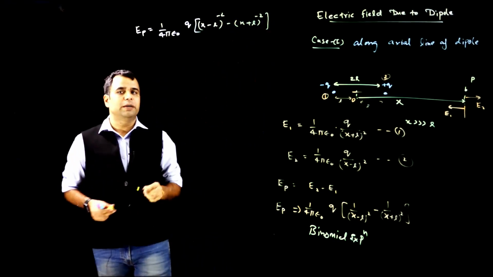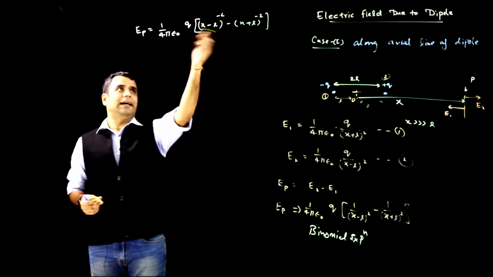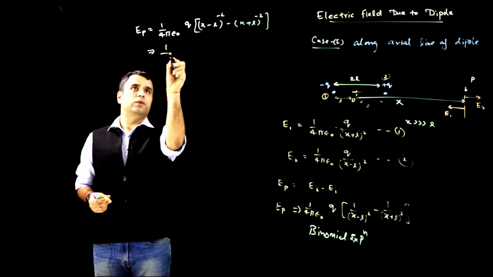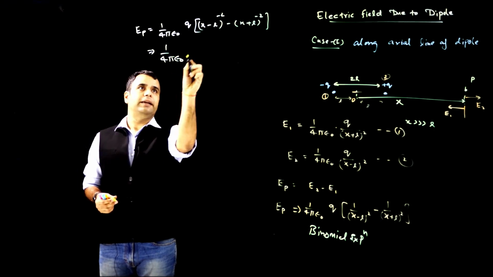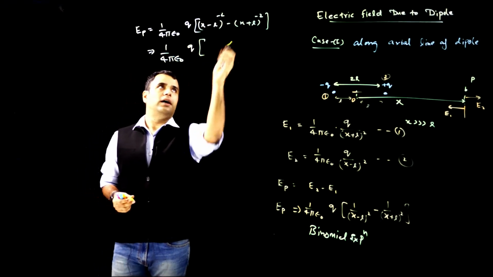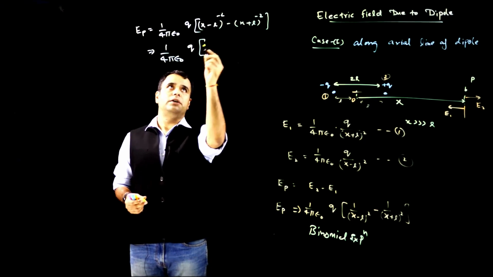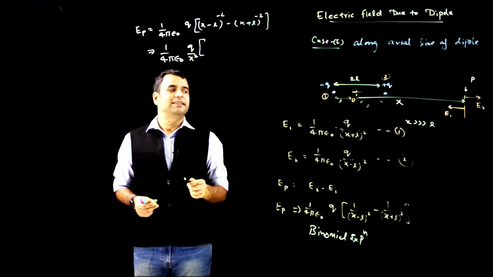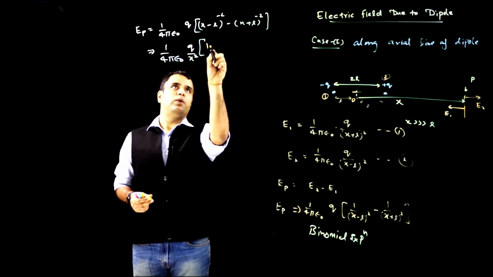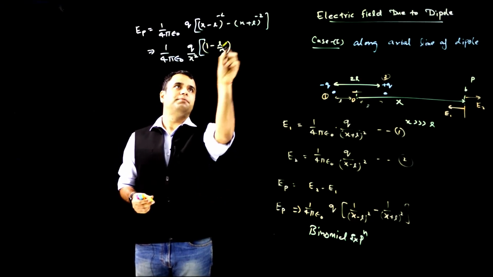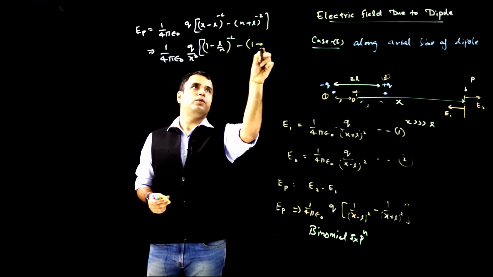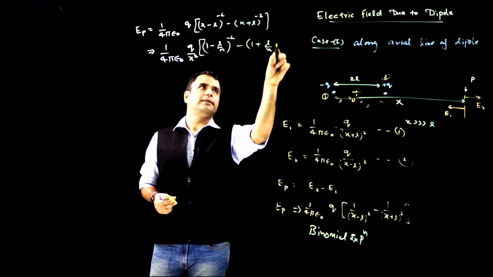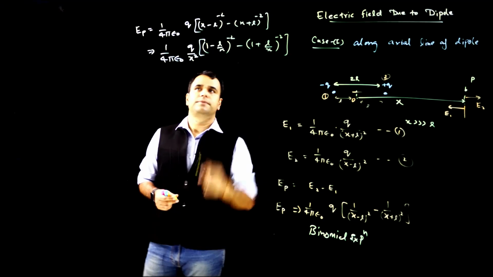Now I'll use the binomial expansion. Let's calculate this, take q x common. So 1 upon 4 pi epsilon naught times of q. Out of this equation, if I take x common throughout, I'll be getting x square outside. And the inside will be (1 minus L upon x) to the power minus 2 minus (1 plus L upon x) to the power minus 2.